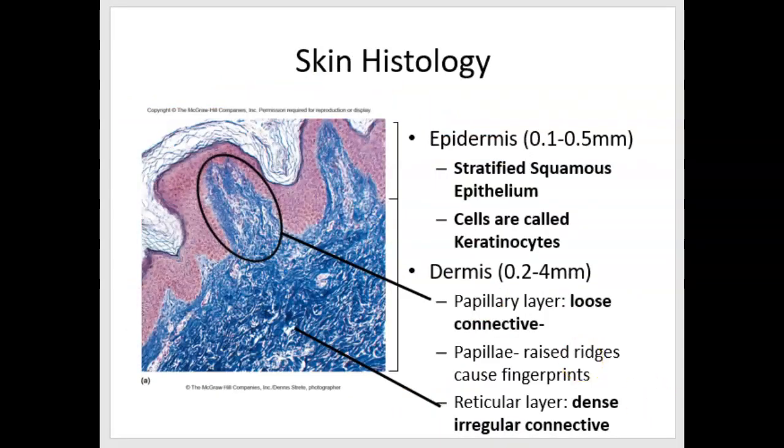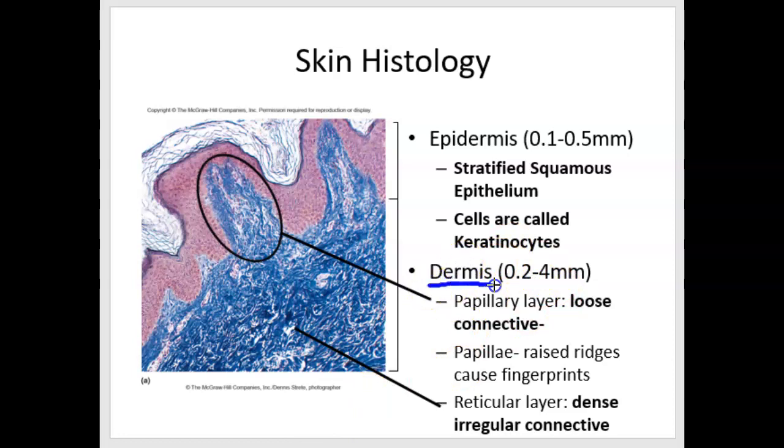So the first topic within skin structure would be the histology, or the tissues that we see. The epidermis, as I mentioned, is made up of stratified squamous epithelium. The cells, which are shown as pink here, this layer right there, are called keratinocytes or keratinocytes. I've heard it pronounced both ways.